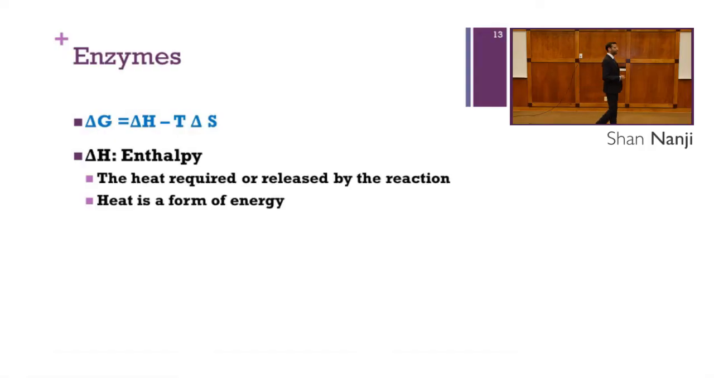But all we know is this. If delta G is negative, he's in a bad mood, that slap or that reaction is more likely. If delta G is positive, he's in a good mood, that reaction is less likely to occur. Enthalpy. Delta H is enthalpy. Enthalpy is the heat required or released by the reaction. Heat is a form of energy.